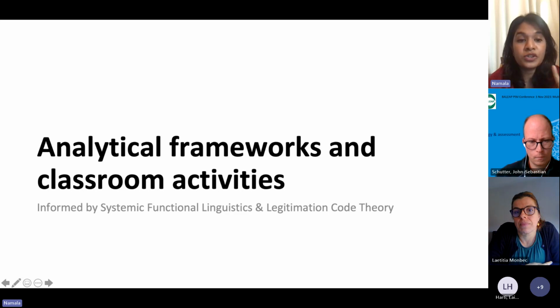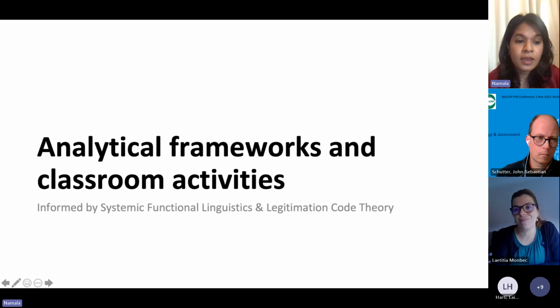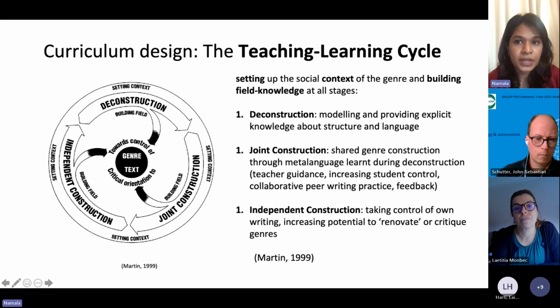The two frameworks that we drew on heavily are systemic functional linguistics and legitimation code theory. Based on our discussions with the lecturers, we picked what we thought would be useful from those two theories to actually make explicit to the lecturers the kinds of resources, language, in terms of knowledge about language that would be valued and useful in their disciplines.